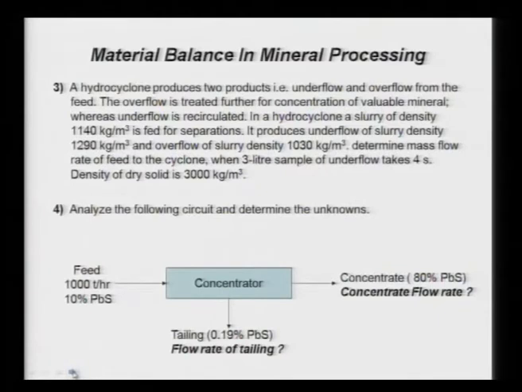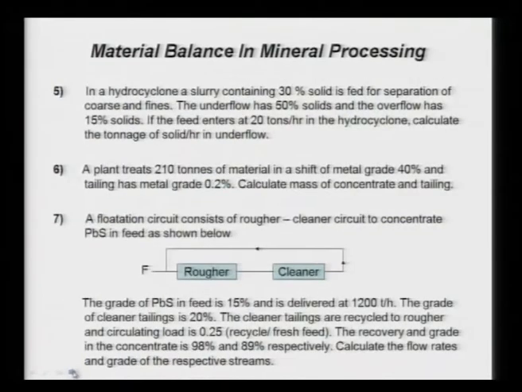Fourth problem, analyze the following circuit and determine the unknowns. Now, here the circuit is given. In the circuit what is done? Feed is 1000 tons per hour, 10% lead sulphide, that is here mineral grade is given. Concentrate and tailing grades are given and you have to find out concentrate flow rate and flow rate of tailing.